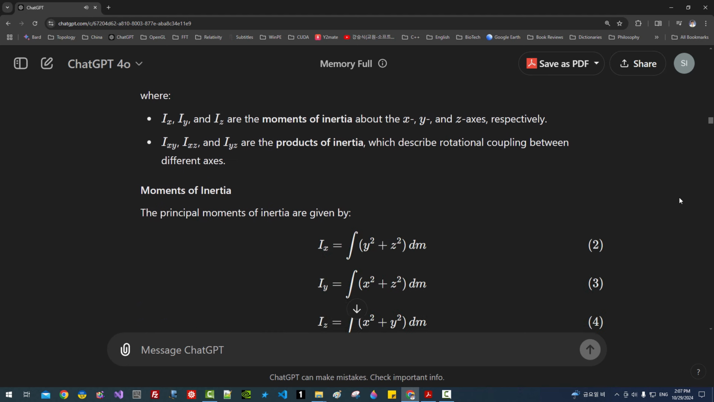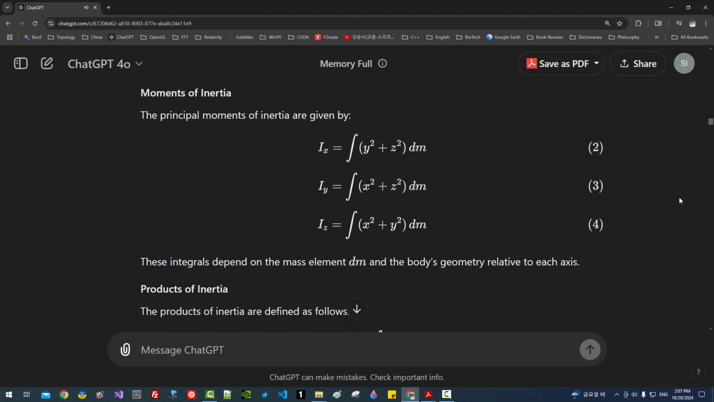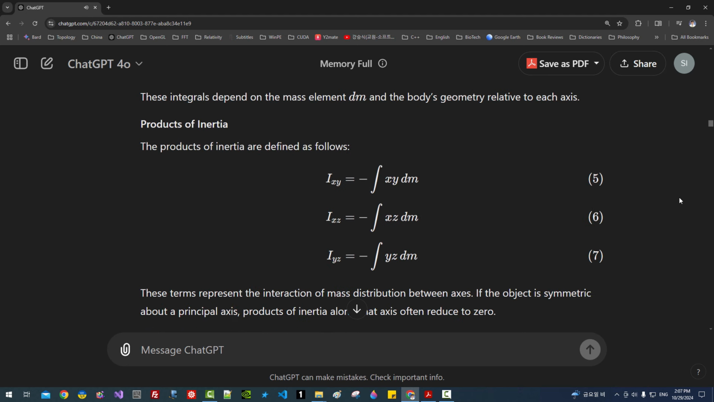Moments of inertia. The principal moments of inertia are given by Ix equals the integral of (y squared plus z squared) dm, Iy equals the integral of (x squared plus z squared) dm, Iz equals the integral of (x squared plus y squared) dm. These integrals depend on the mass element dm and the body's geometry relative to each axis. Products of inertia. The products of inertia are defined as follows. Ixy equals minus the integral of xy dm.